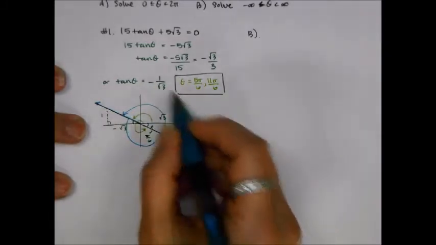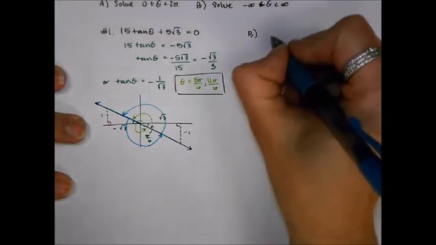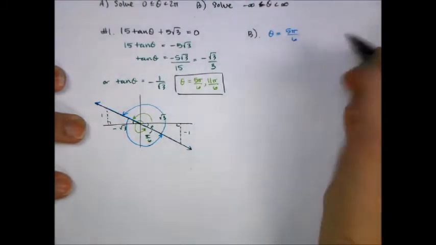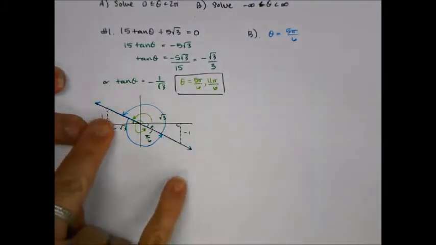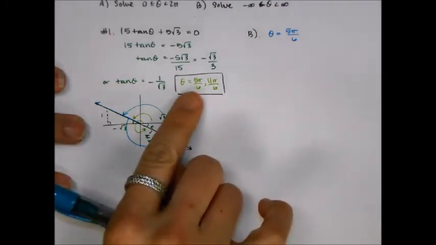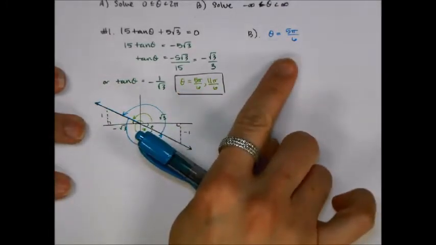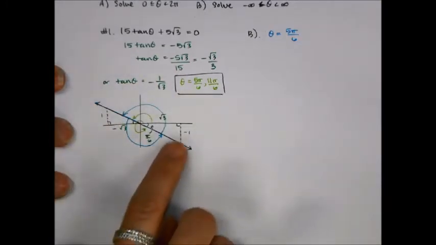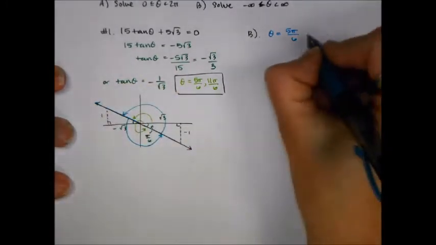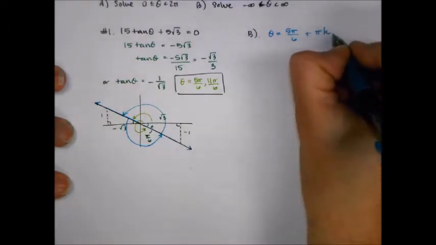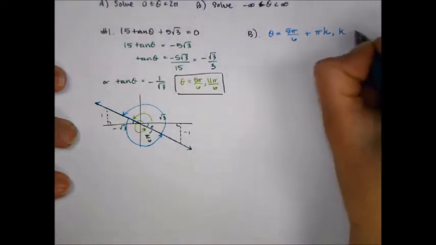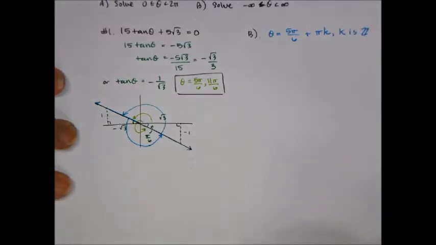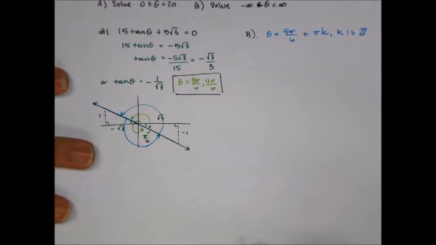So we're going to write that theta is equal to 5 pi over 6. Out of the two values that you had here first, I'm going to start with the smaller one, 5 pi over 6, and then just continue to add pi over and over. So plus pi k, where k is an integer. All right, so that's part B for the infinite solutions.